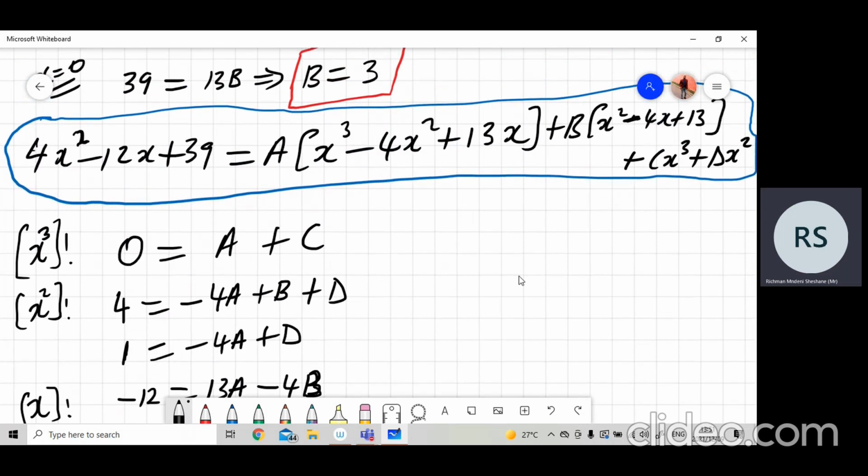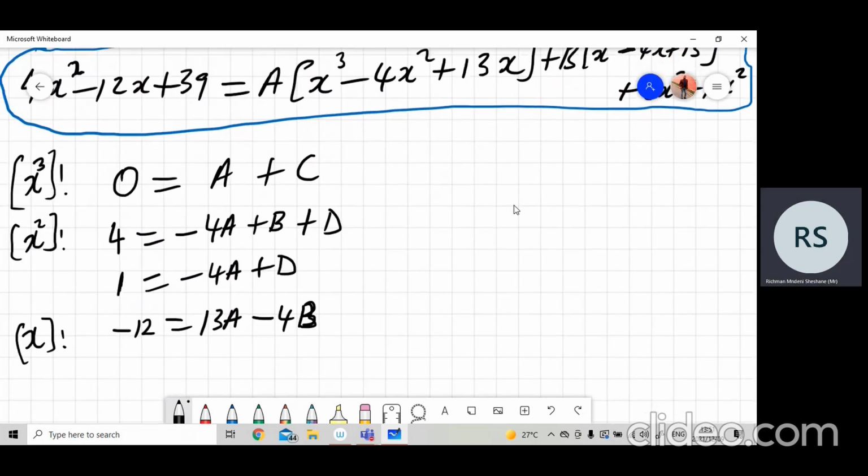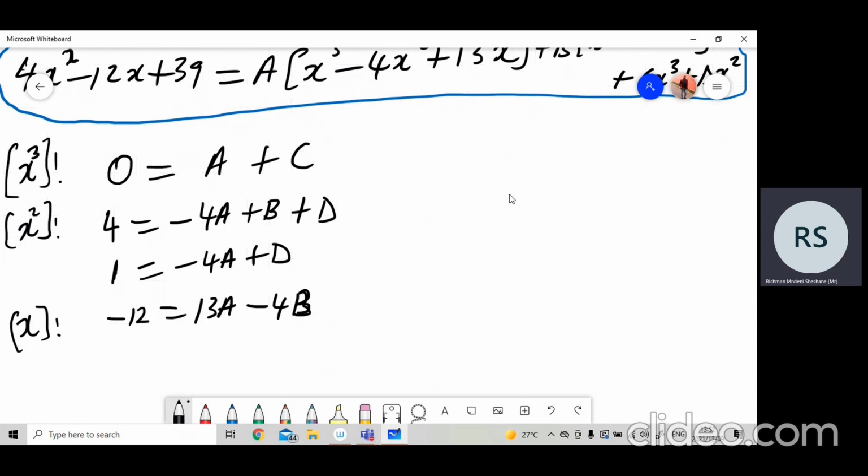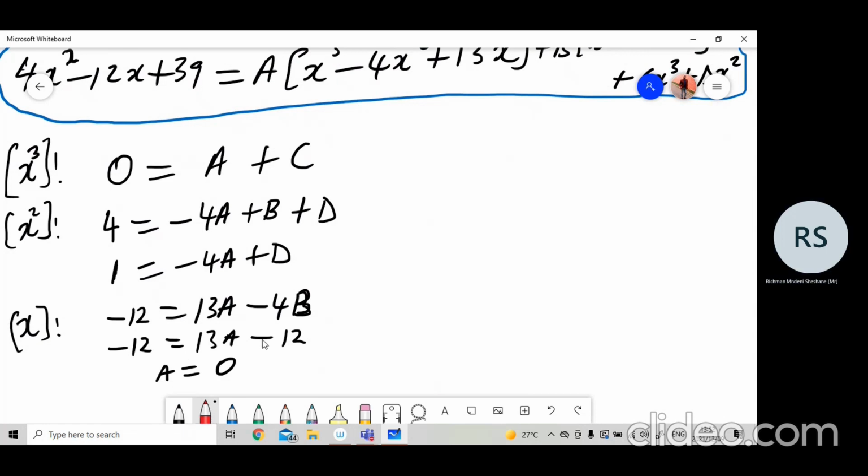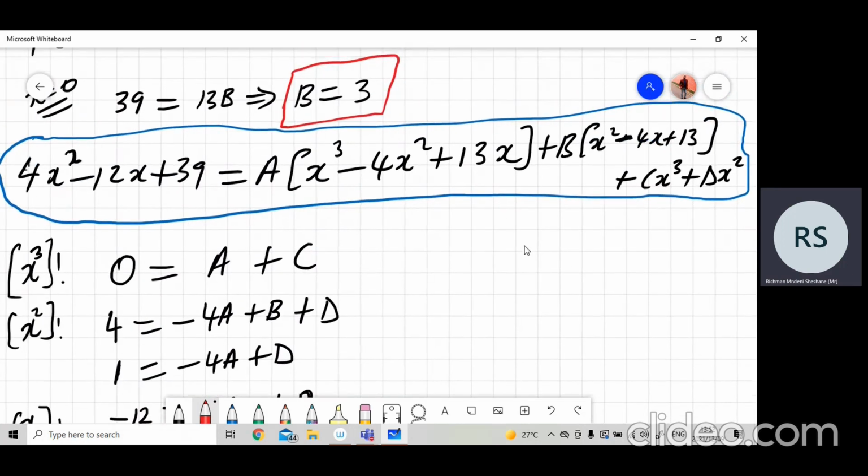So far, we only have the value of b. B is 3. So if you substitute b equals 3 here, you're going to have minus 12 equals 13a minus, if b is 3, this will be 12. If you solve for a, it will be 12 minus 12, which is 0. So when you solve for a, you'll find a is 0. So far we have the value of a and b. B is equal to 3.